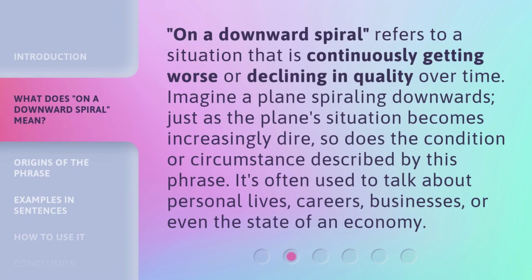On a downward spiral refers to a situation that is continuously getting worse or declining in quality over time. Imagine a plane spiraling downwards. Just as the plane's situation becomes increasingly dire, so does the condition or circumstance described by this phrase. It's often used to talk about personal lives, careers, businesses, or even the state of an economy.